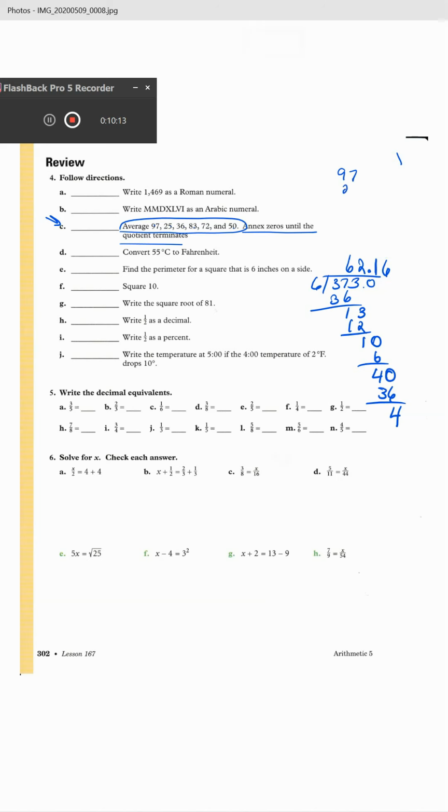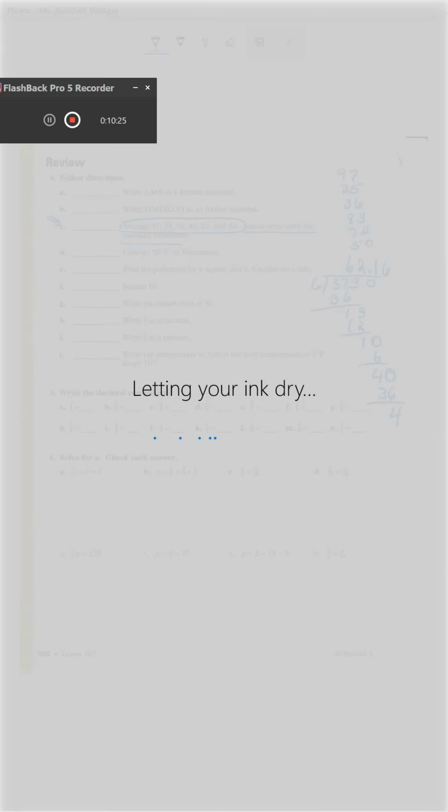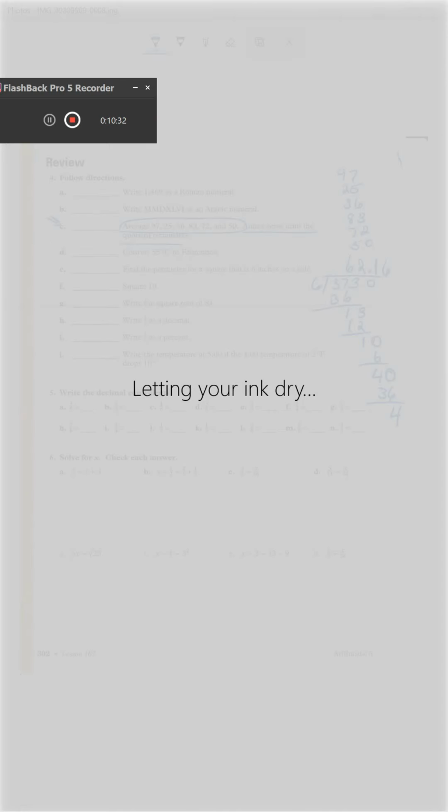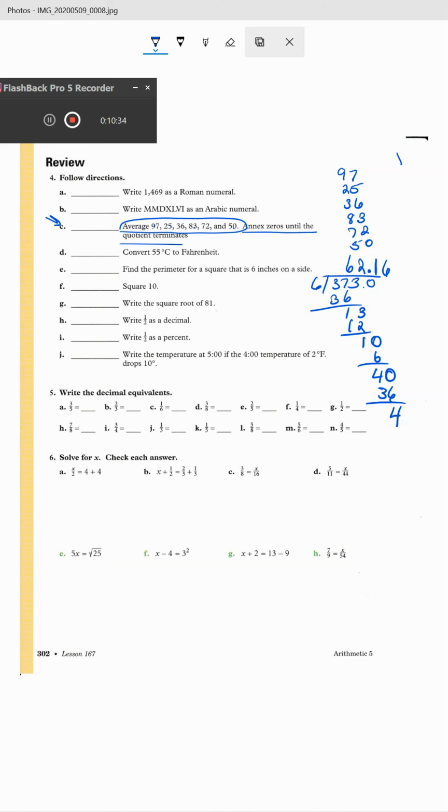97, 25, 36, 83, 72, and 50. Oh, I didn't want to do that. Hold on. You guys can add while I wait for all this to go away. Okay. I hit the wrong button. This is all wrong anyway, so I must get rid of it. Sorry, guys.